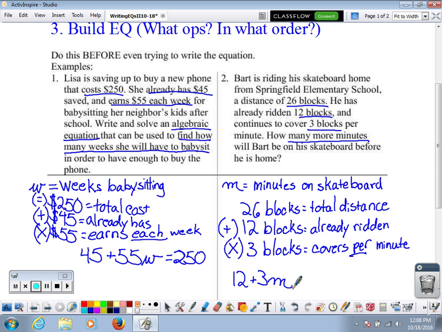What's been happening with those totals? Okay, that's what it's equal to. That's the final amount. That's what we want this to become. We want to know when this is going to equal 26, because the 12 plus 3M, that's how many blocks he's ridden. We want that to be 26. We want to reach that 26 block distance from the school to home. Okay?